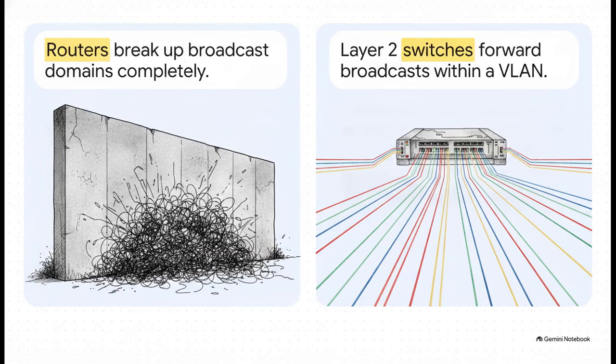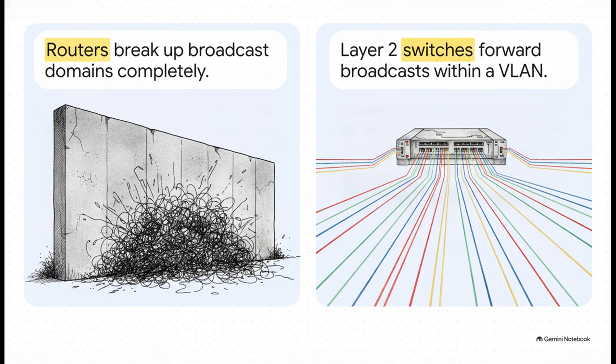Well, we introduce hardware. But keep in mind, not all hardware treats this noise the same way. Unpacking the source material, it's actually really interesting to compare how routers and layer 2 switches handle these broadcasts. A router is essentially like a thick concrete wall. Routers completely break up broadcast domains. When a broadcast frame hits a router, it stops dead.